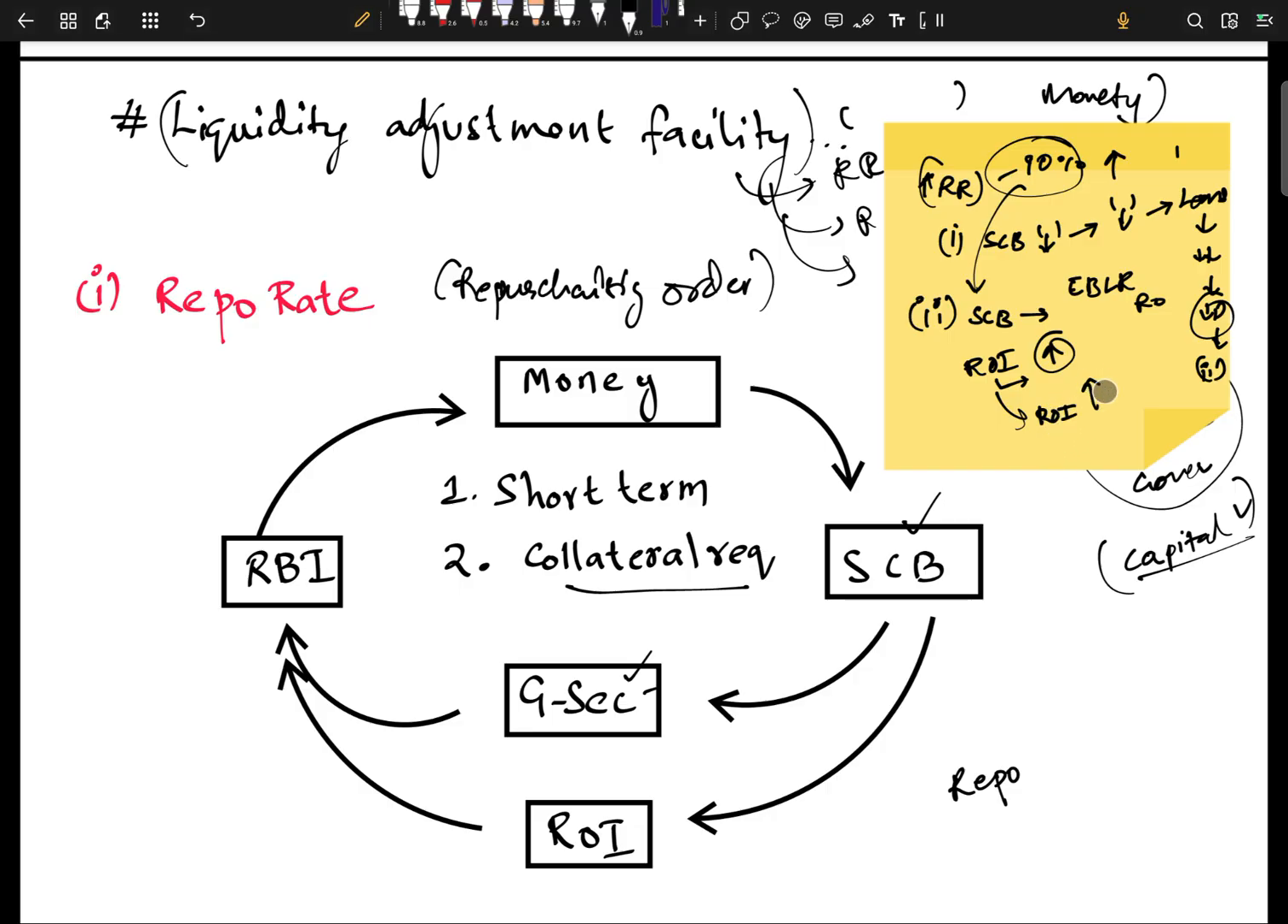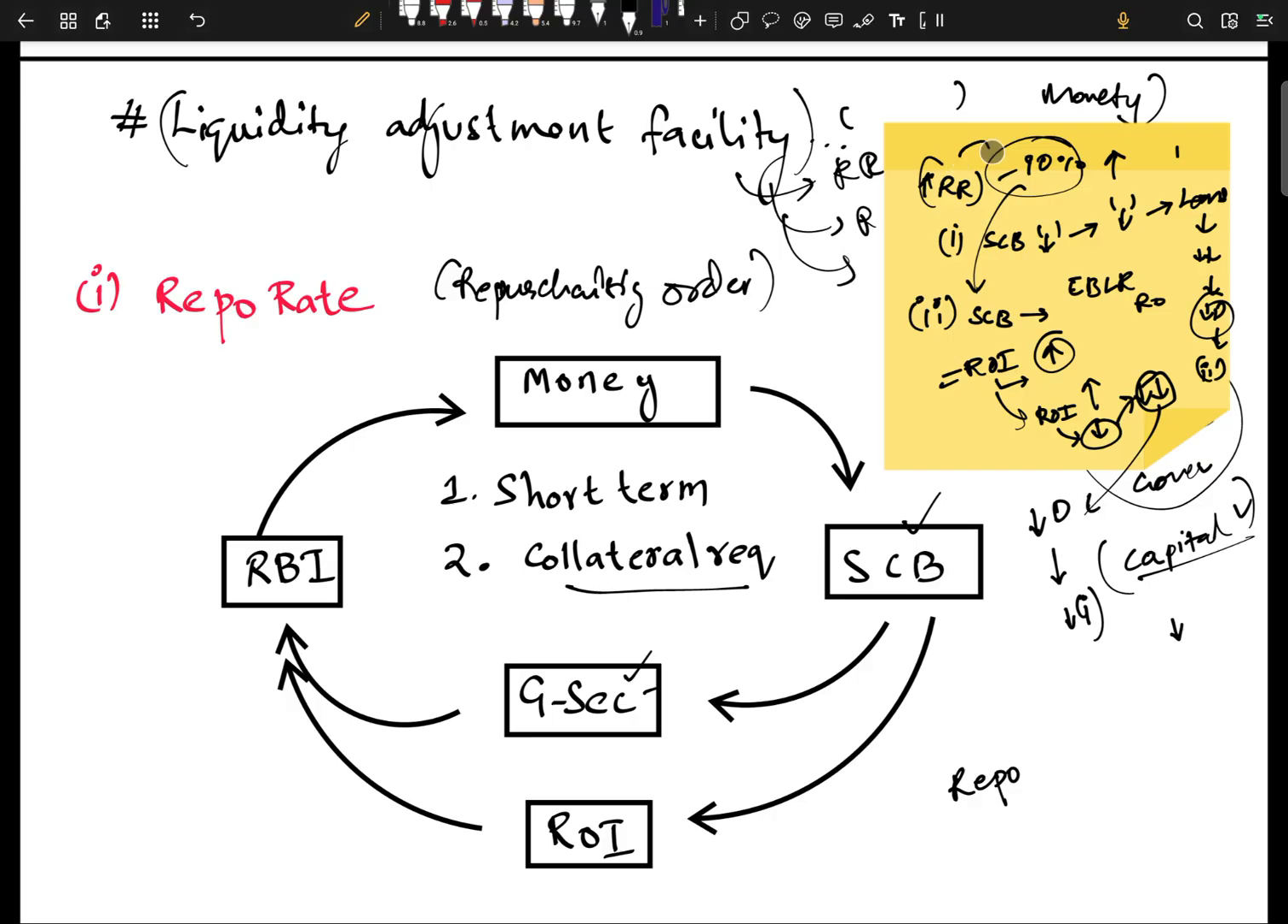When the banks are giving loans at higher interest, what is happening? Fewer people will take loans because the interest rate is too high. When fewer people and fewer companies are taking loans, what happens? There is less spending in the market. When there's less investment or spending in the market, what does it mean? It implies there is less demand in the market. If there is less demand in the market, what does it mean? That is, the prices are not increasing or are falling. That is, it implies there is less inflation in the market. So using the repo rate, the RBI can control inflation as such.